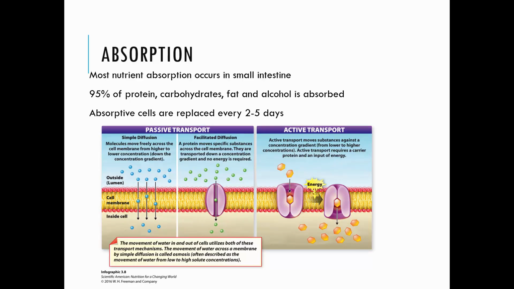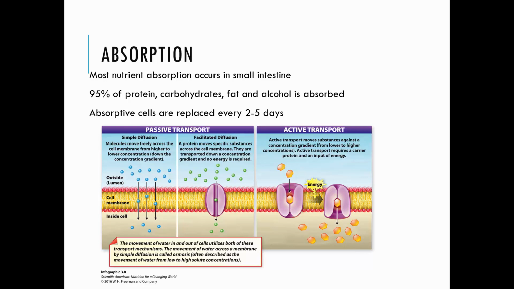So we've talked about absorption. Most of our nutrient absorption occurs in the small intestine. We're pretty efficient at it, and so for our macronutrients, 95% of protein, carbs, fat, and alcohol are absorbed. Our absorptive cells are turned over and replaced every 2 to 5 days, so we're pretty efficient.